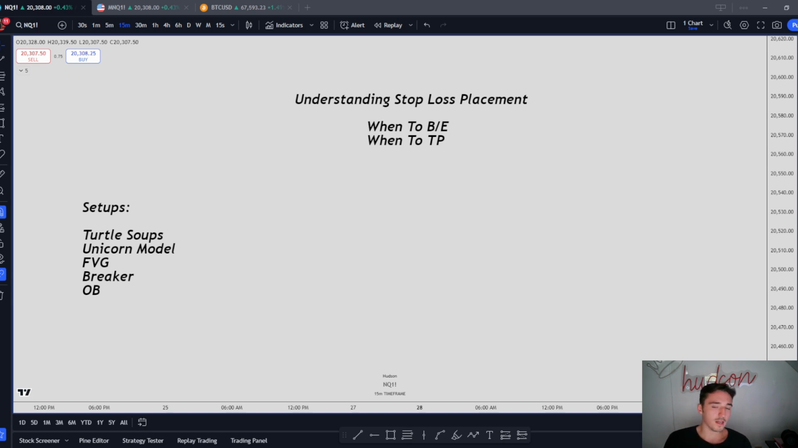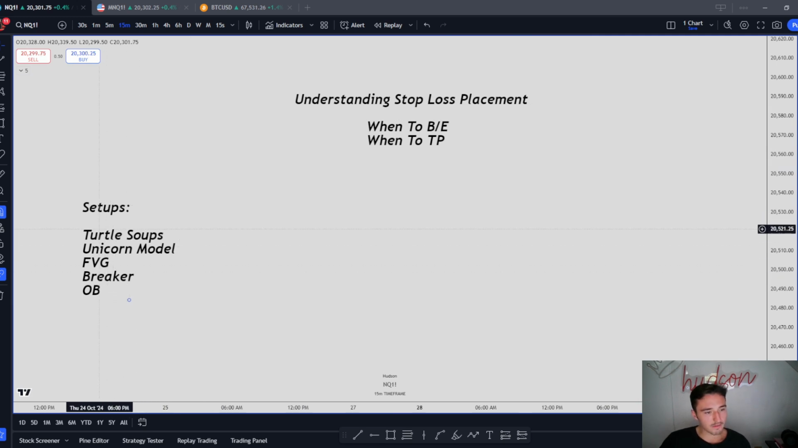Today's video is going to be understanding stop loss placements, right? I know a lot of people struggle with where to put the stop, when to move stop to break even, when to take profit. So we're going to do how to understand where to put your stop loss and when to break even your stop loss, right? Usually when to TP is pretty self-explanatory, right? Fair value gaps or an old high or an old low. That's pretty much the only TPs, right?